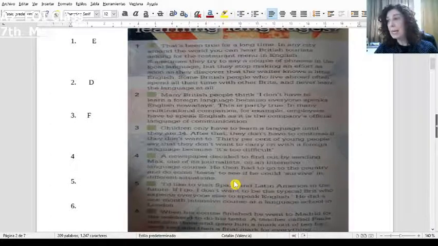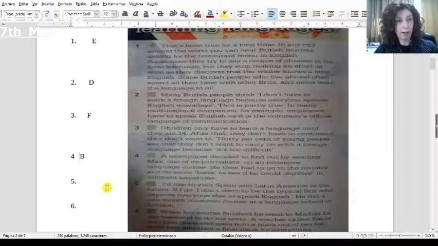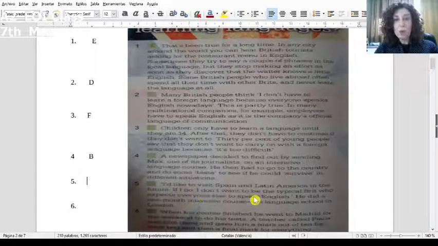B. But what happens when a Brit tries to learn a language? Vamos a ver qué pasa. When an English person, a British person, goes to learn a language. Number 5. Max says, I'd like to visit Spain and Latin America in the future. If I go, I don't want to be the typical Brit who expects everyone else to speak English. He did a 1-month intensive course at the language school in London. Un curso intensivo solo de un mes y ya se vino a España a hacer el test.